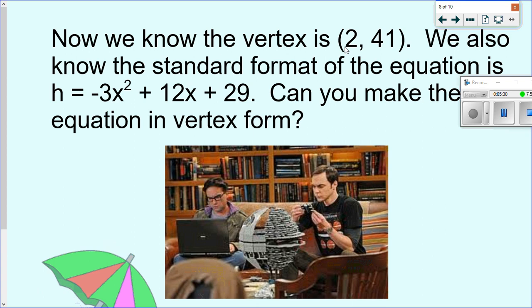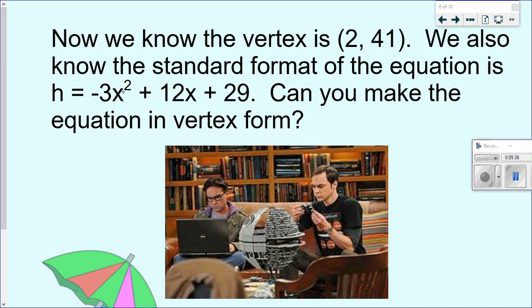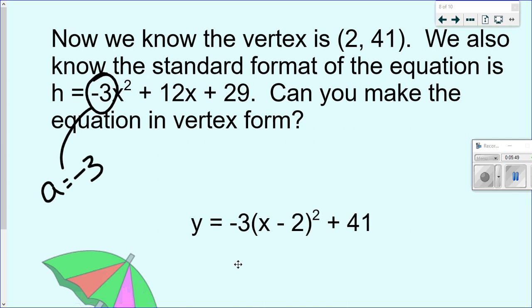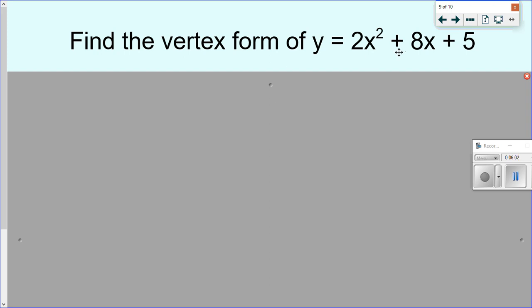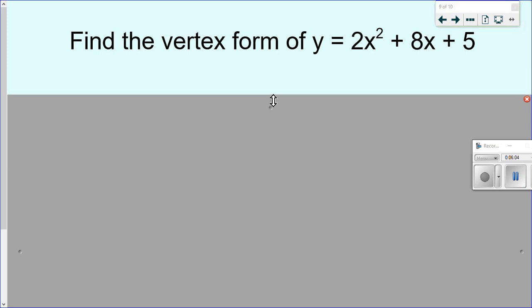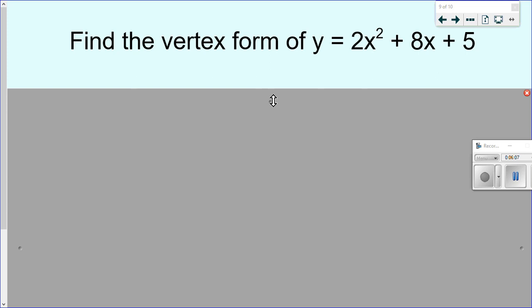Now that we know that the vertex is 2, 41, we know the standard format of the equation is blah blah blah, which means we know a. We can put them all together. So our a value flies in. Okay, so we've really broken that one down. Let's have a look at an example, or actually give it a shot or follow along.